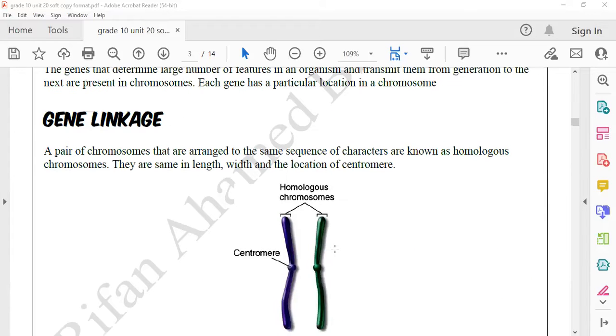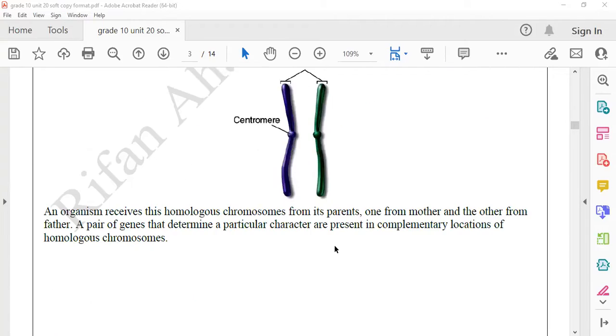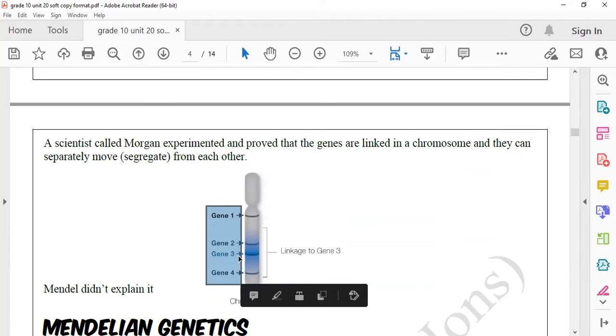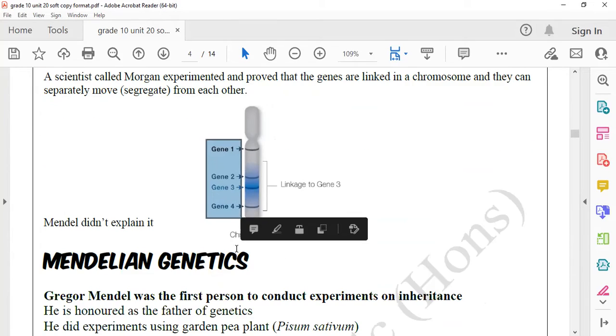So I think you have understood the linkage, correct? Yes, sir. Right. Here you can see gene 1, gene 2, gene 3, gene 4. All of them are in the same chromosome. Then what kind of genes are they? They are linked genes. Linkage. Are you clear? Yes, sir.